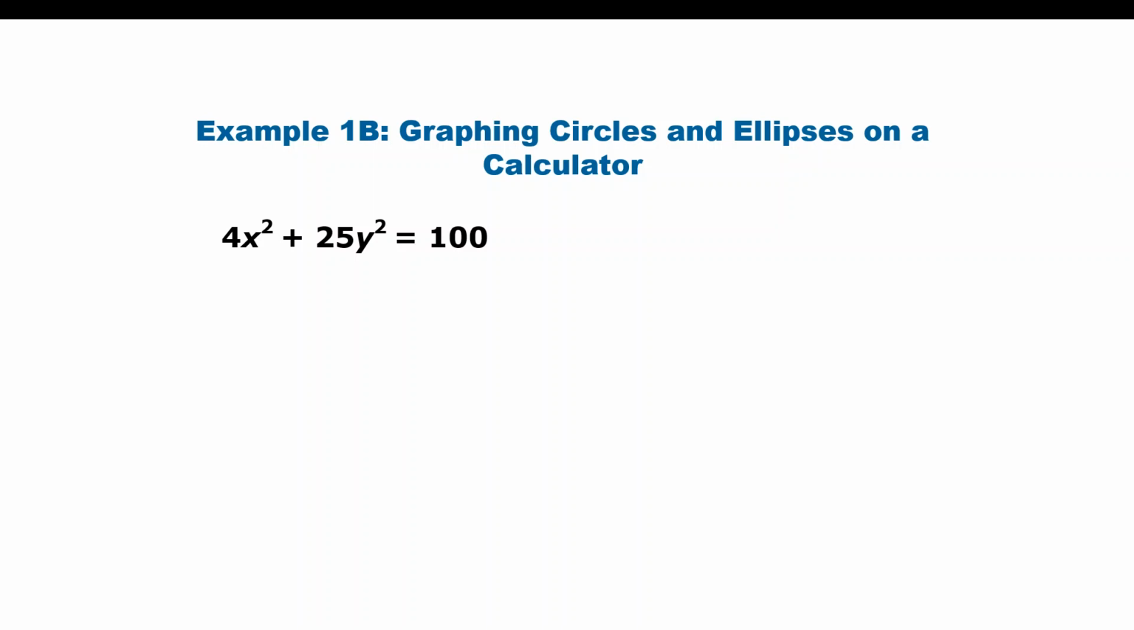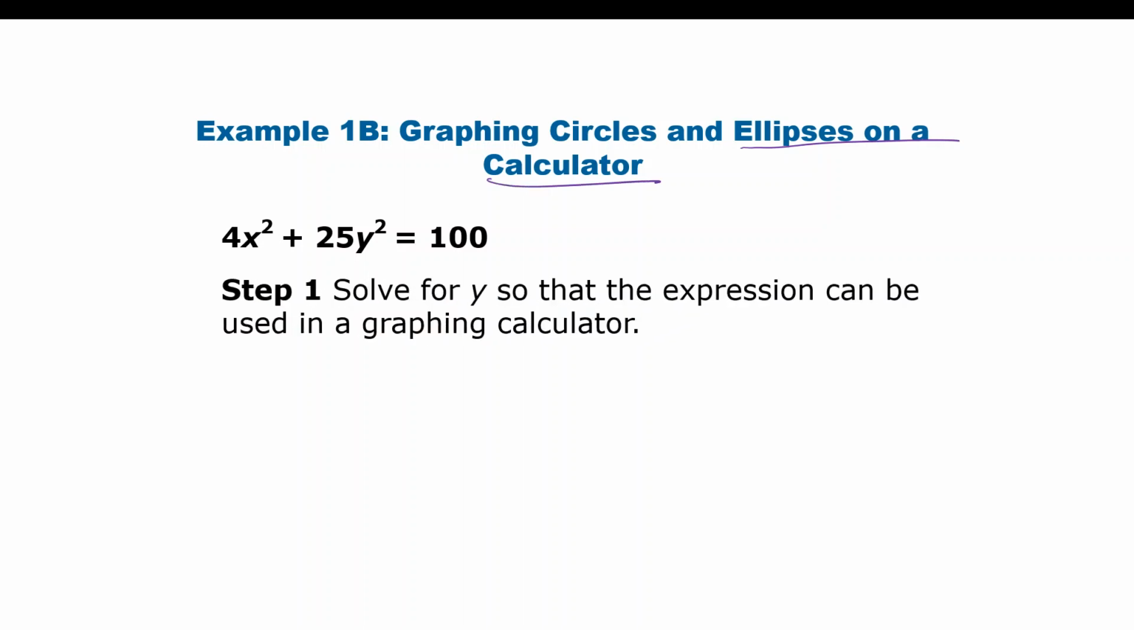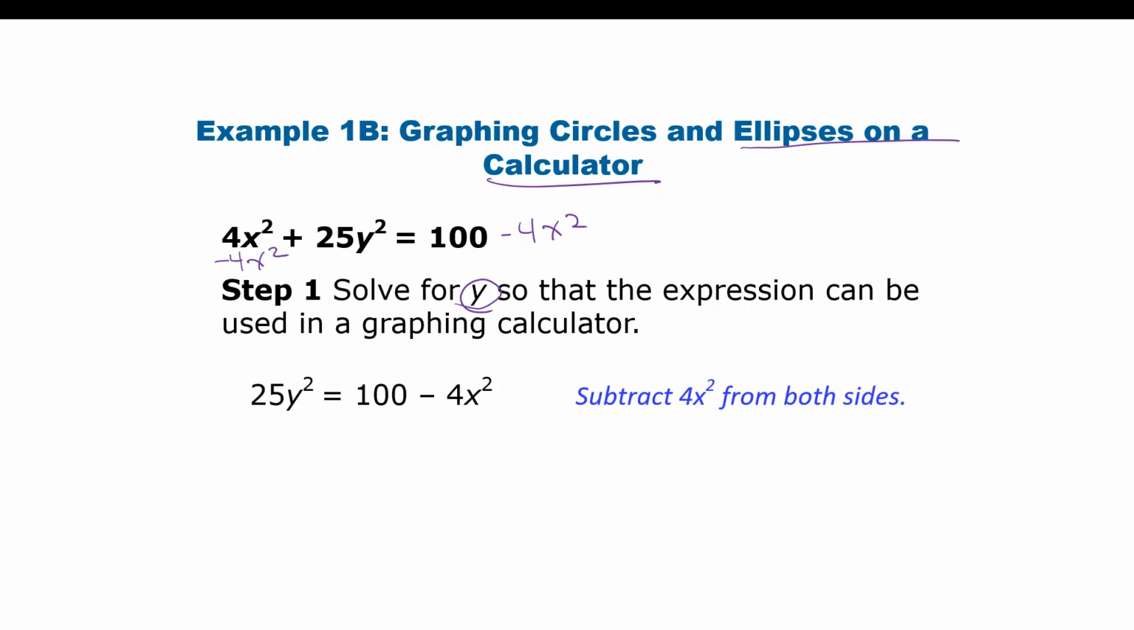All right, here's another example. Again, we're going to graph the circle and ellipses on a graphing calculator. And so this time we're going to have an ellipse. So the first thing we need to do to get this on our calculator is solve for y again so that the expression can be used in a graphing calculator. So in order to solve for y, let's subtract 4x squared from both sides. All right. And once we've done that, we end up with 25y squared equals 100 minus 4x squared.